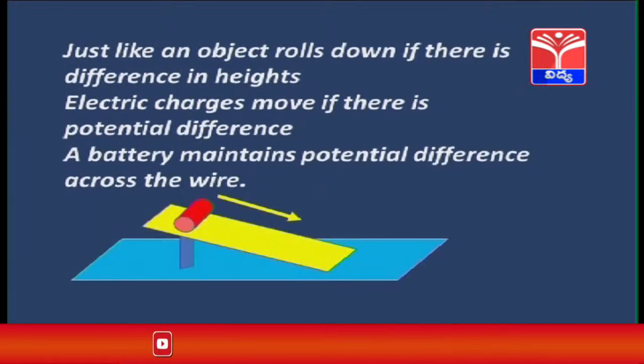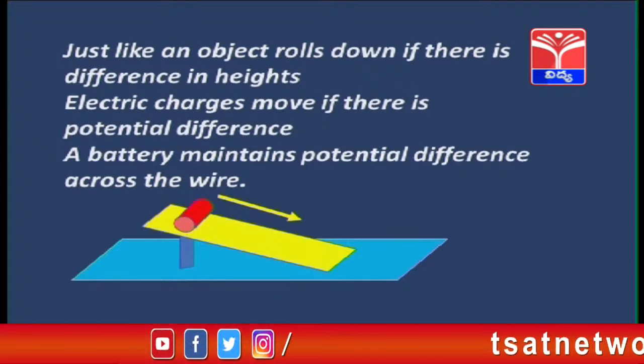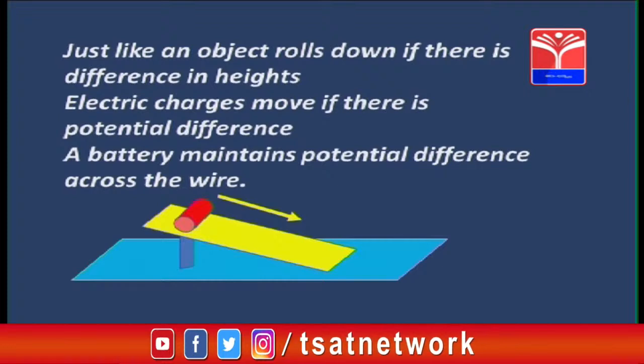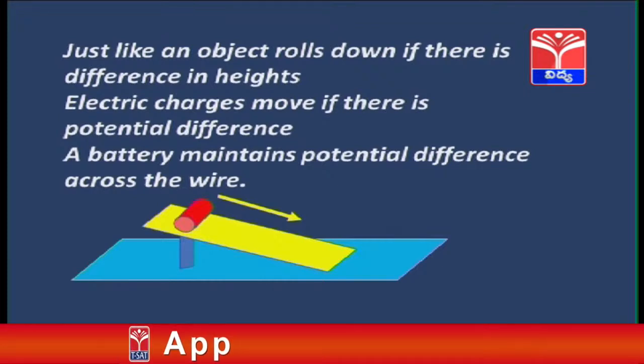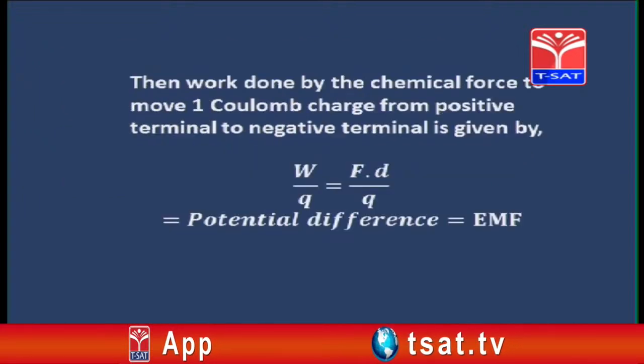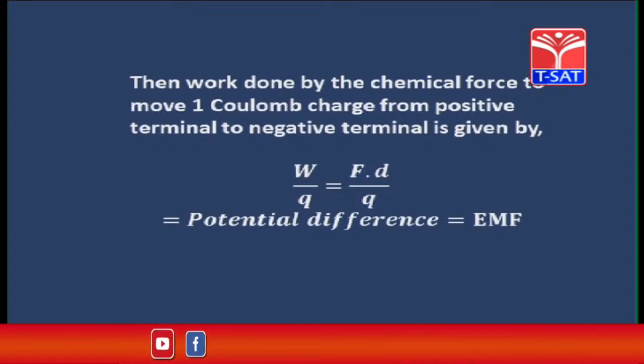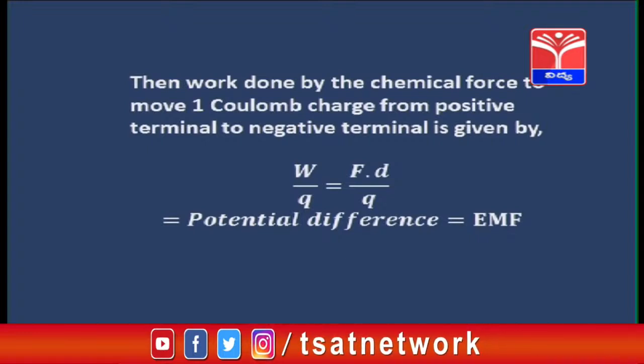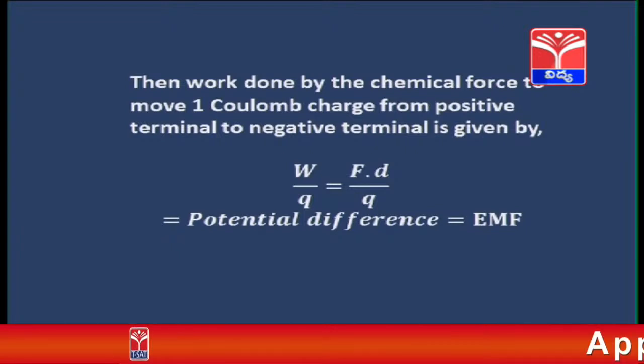We have seen that just like objects roll down if there is difference in heights, electric charges move if there is potential difference. A battery maintains constant potential difference across the wire. The work done by the chemical force to move 1 coulomb charge from positive terminal to negative terminal is given by W by Q, which is called the potential difference or EMF of the battery.